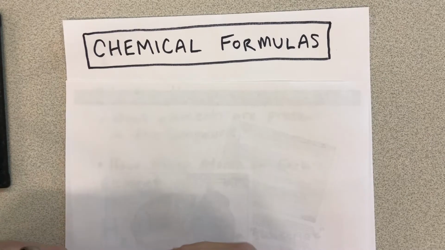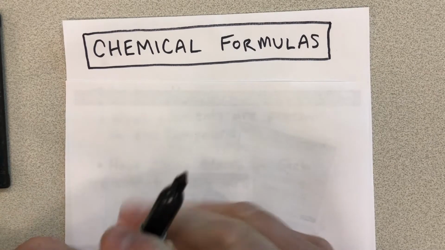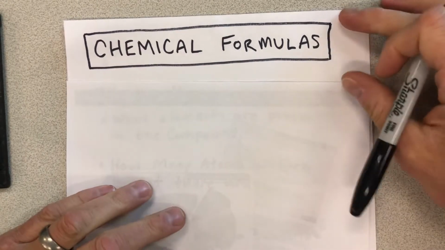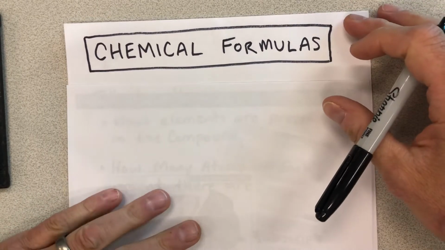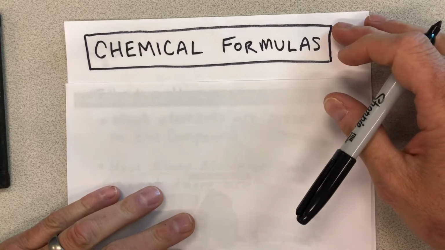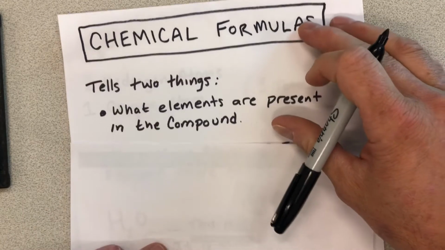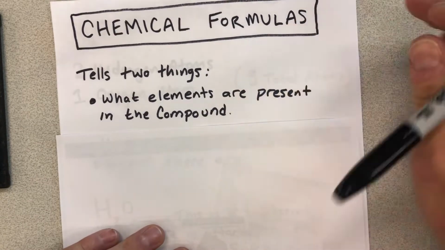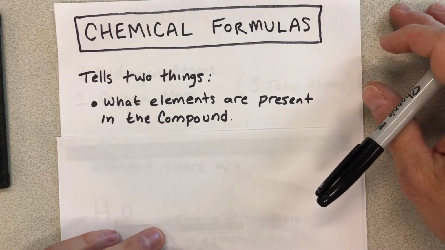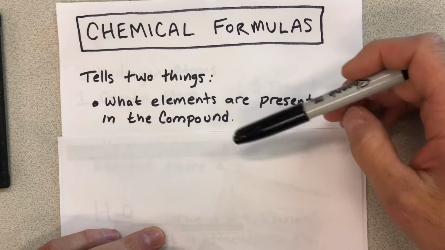All right, guys, let's talk about chemical formulas. Chemical formulas are an everyday part of chemistry class. You've probably seen them before and you're familiar with a few of them already. So let's talk about what a chemical formula is. It's a series of chemical symbols, and it tells you a couple of things.